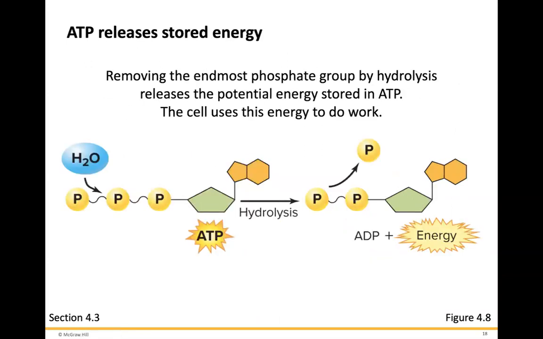ATP releases stored energy. Removing the endmost phosphate group by hydrolysis releases the potential energy stored in ATP. The cells will then use this energy to do work. So by the addition of water, you are able to break the bond between those two phosphates, releasing the phosphate. But when you break that bond, you've released a lot of energy.